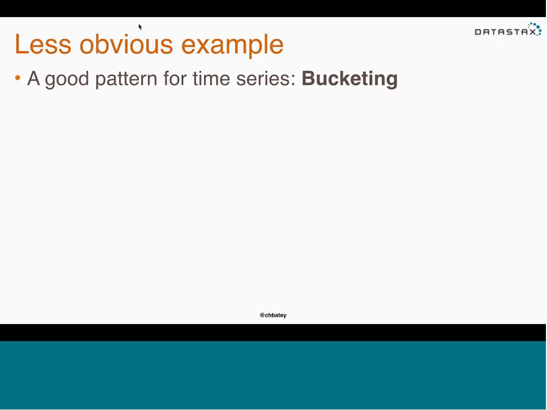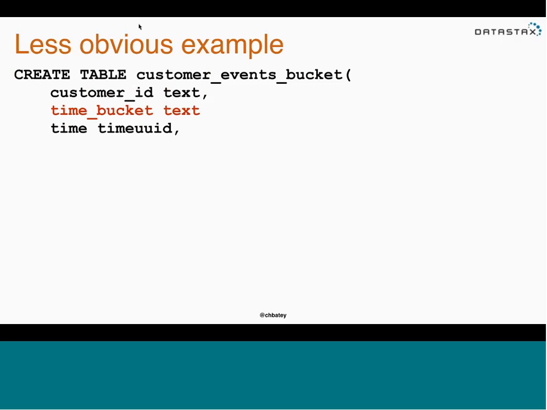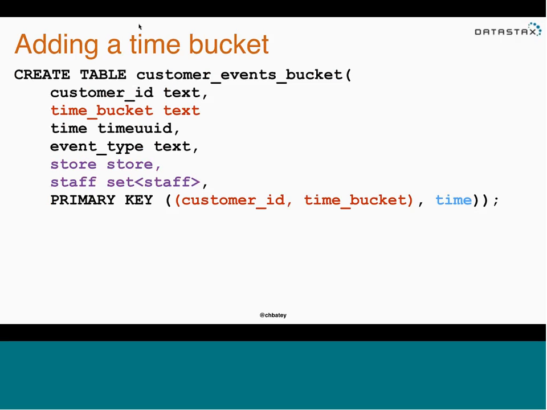Now, eventually this could get too big. So if our customers are very busy and they manage to do hundreds of millions of events and stay with us as customers for a long time, eventually we'll want to spread their data across multiple partitions. So what we typically do there is add a time bucket.